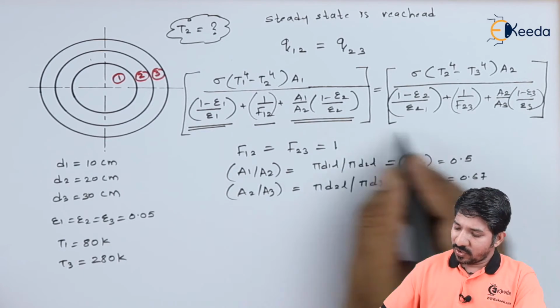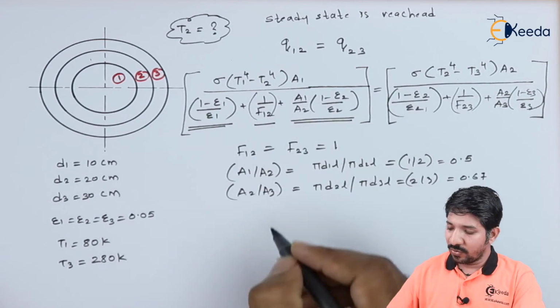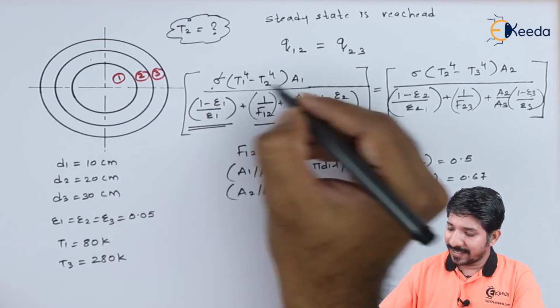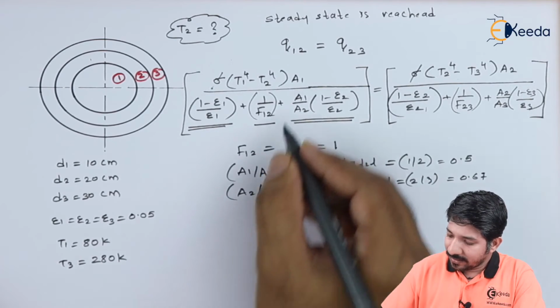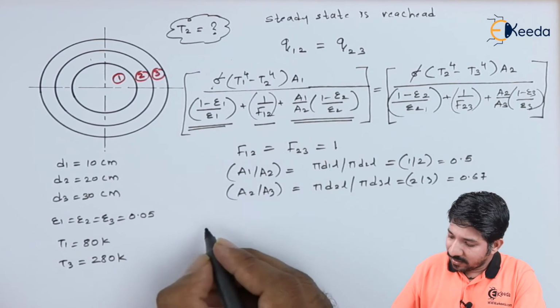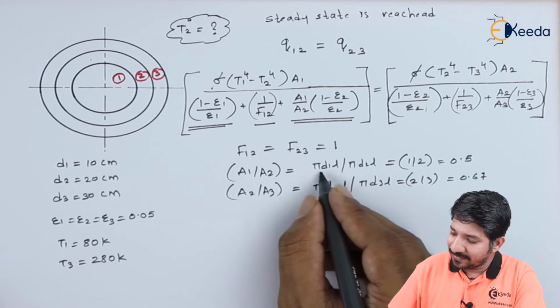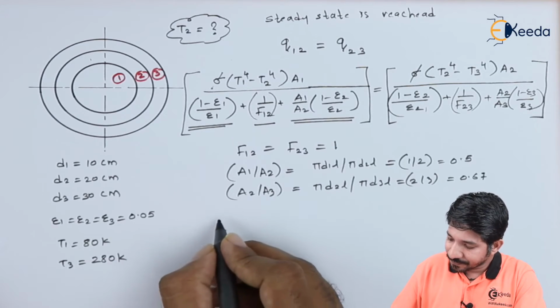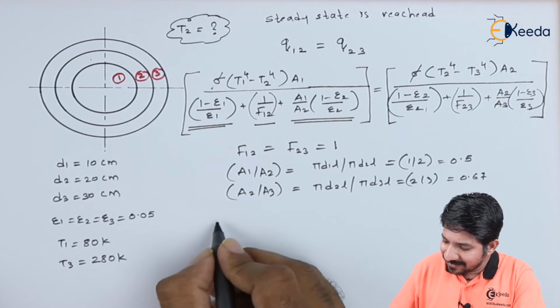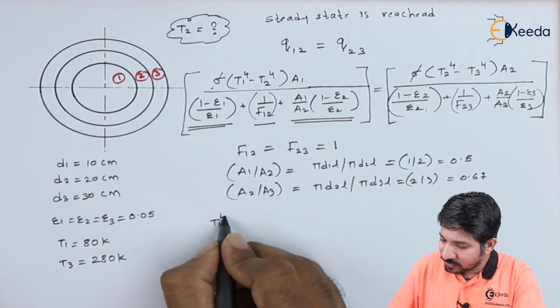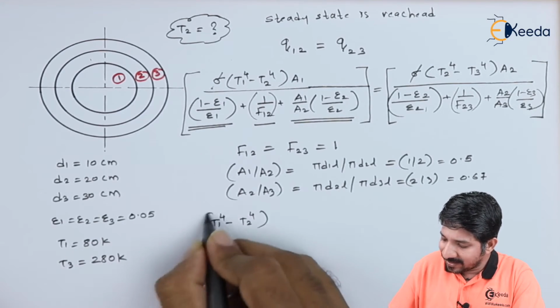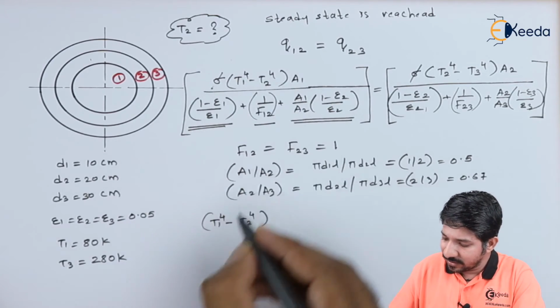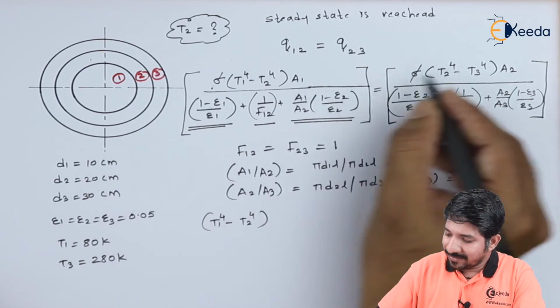Now if I substitute all the values in the equation, what are we going to have? First, I can cancel out these two expressions, and the value of a1, let me write this as pi d1 into l itself. So let us simplify this. So this is t1 raised to 4 minus t2 raised to 4. In this expression I know the value of t1, and sigma is cancelled out.